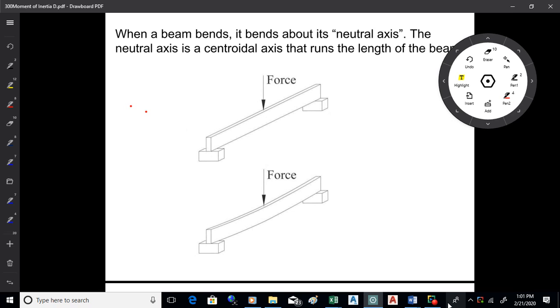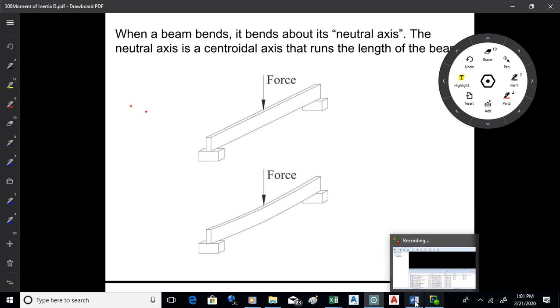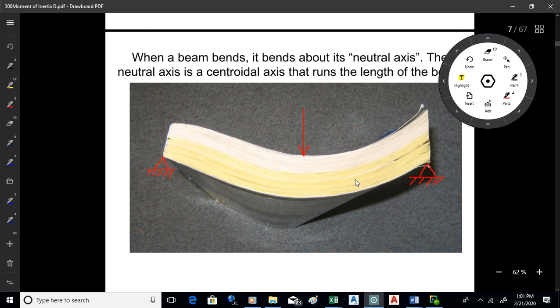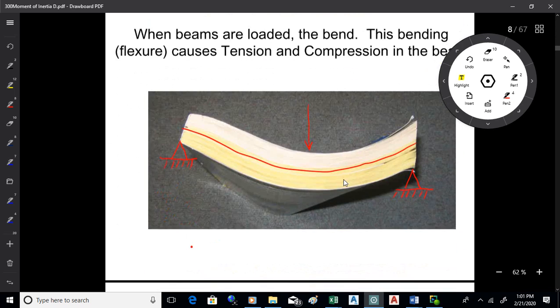And we quite often want to minimize the bending. The more extreme the bending, the higher the stress in the beam and that sort of thing. And we want to reduce that, generally speaking. All right, now the beam actually bends about a certain line. It's called the neutral axis. And the neutral axis runs down the length of the beam kind of like that, okay?